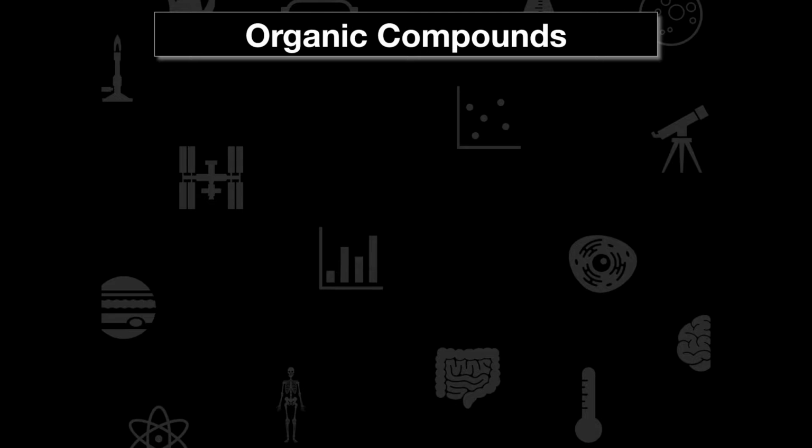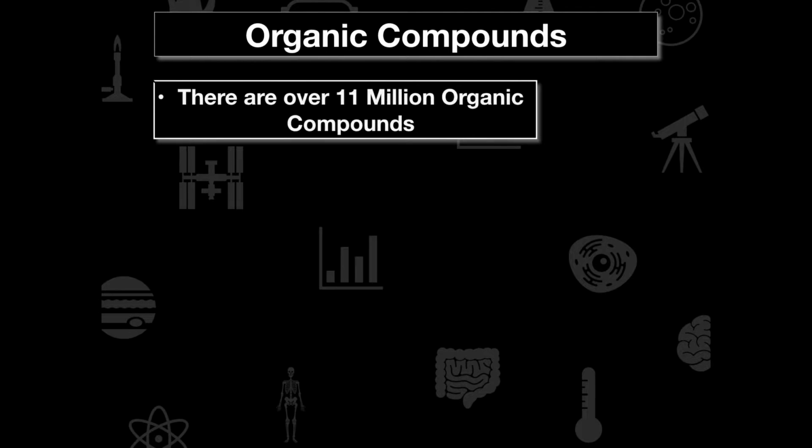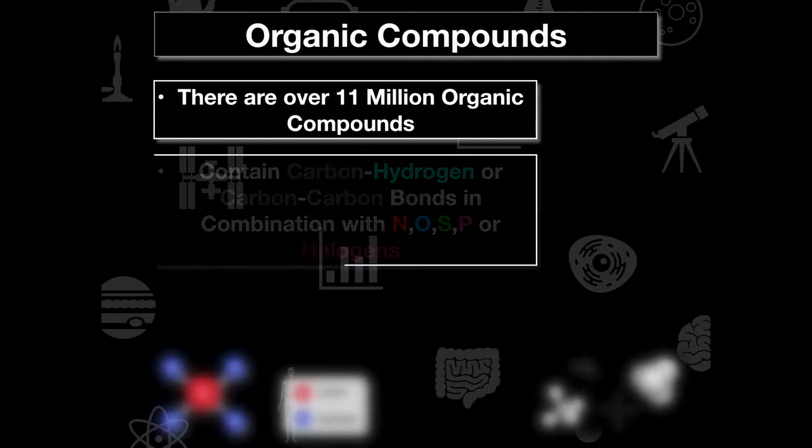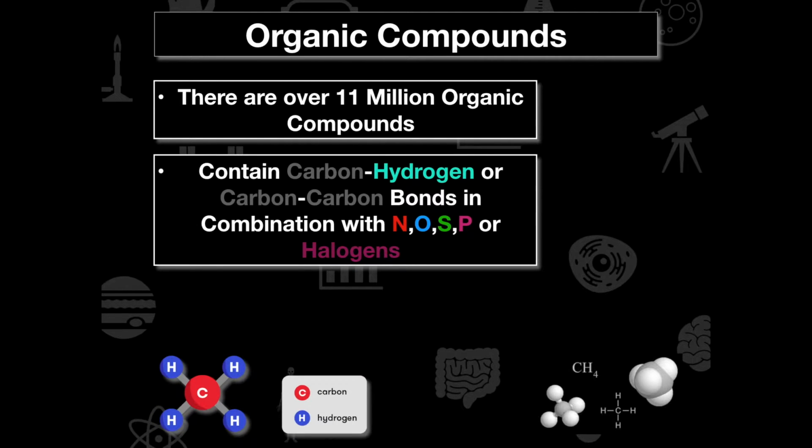So let's continue upon organic compounds here. There's over 11 million organic compounds out there on Earth. And in order to be an organic compound, it has to contain a carbon to hydrogen or carbon to carbon bond. Now, if we have a carbon to hydrogen, a carbon to carbon, and we also have a nitrogen, an oxygen, a sulfur, a phosphorus, or any other halogen, it's still considered an organic compound. But at a minimum, we have to have a carbon to hydrogen or a carbon to carbon bond.